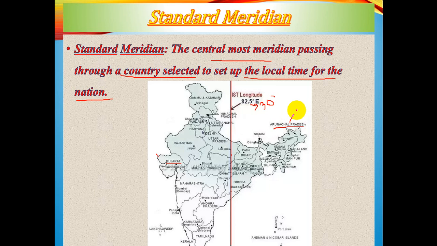But to solve this problem. Now suppose if over there it's 4 a.m. and over here it's 2 a.m., then it will be a big problem for the entire country. So just to solve this problem, the standard meridian has been selected, that is dividing the country into two equal halves, and the time that is calculated from here is IST, Indian Standard Time, based upon this longitude.